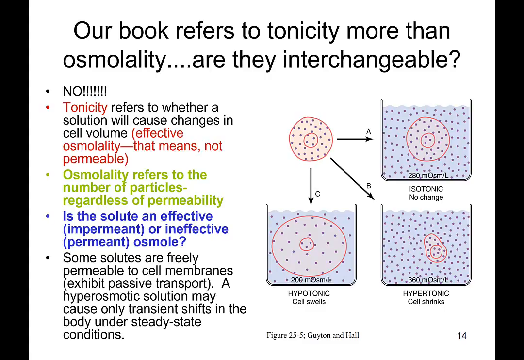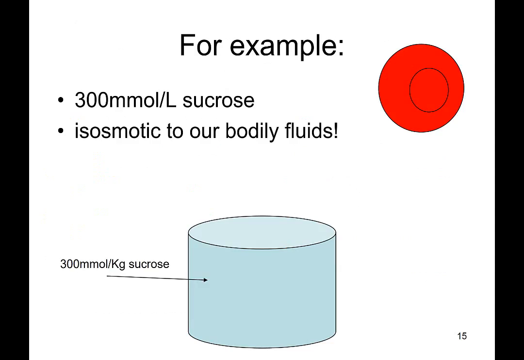Let's practice this concept. Here I have a red blood cell shown on the right hand of your screen. I'm going to put it into a 300 milliosmolal solution of sucrose. Sucrose is not permeable across the cell membrane. It's a 300 milliosmolal solution, and that means it's isoosmotic. But is it also isotonic?